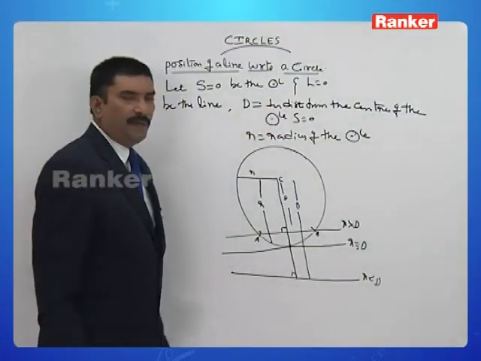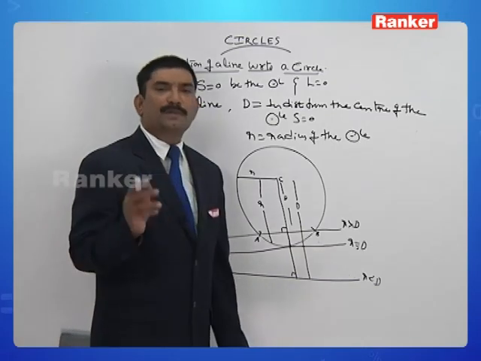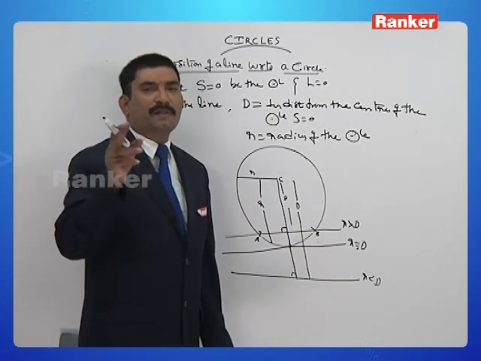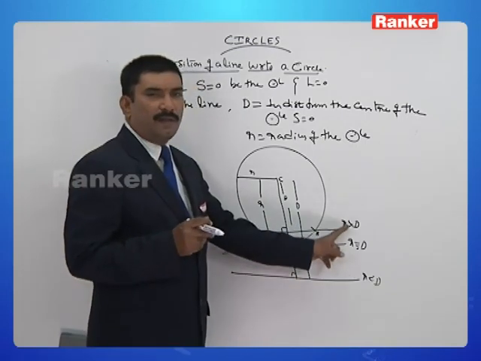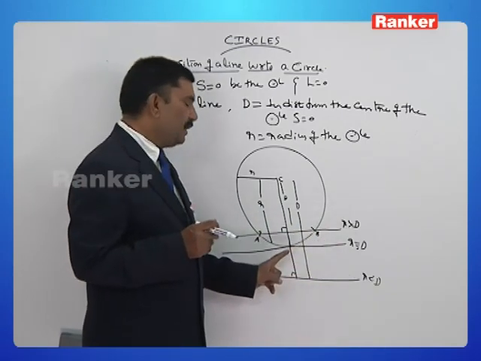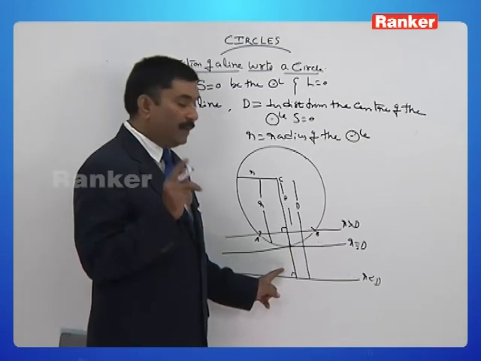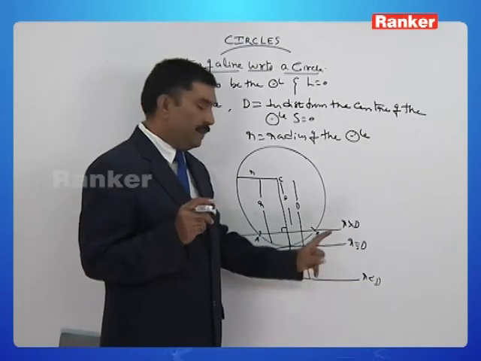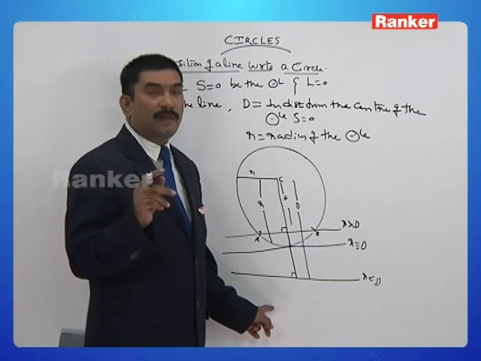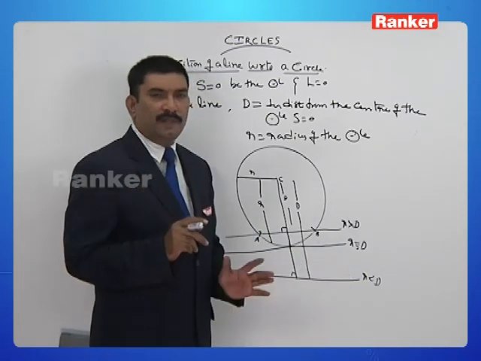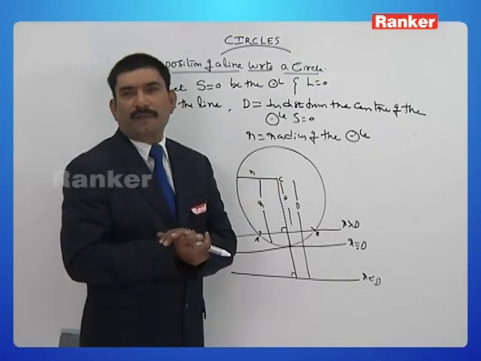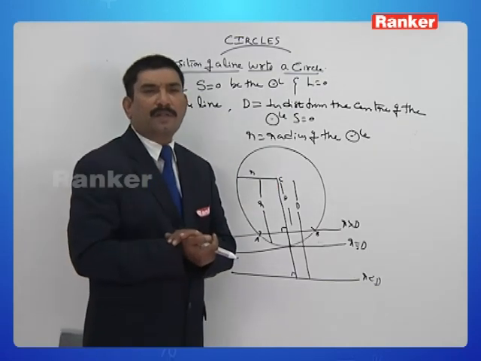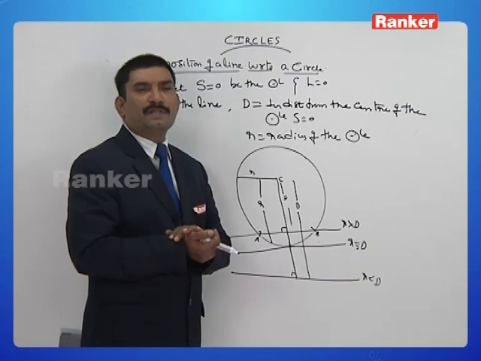Yes, now we came to know the position of a line with respect to the circle. When the line cuts a circle in 2 points, R greater than D. When the line touches a circle in 1 point, R is equal to D. When the line neither touches nor intersects, R is less than D. This is the position of a line with respect to the circle.